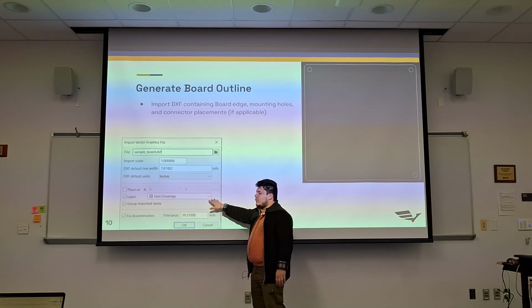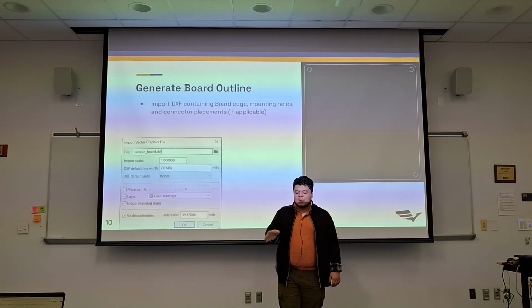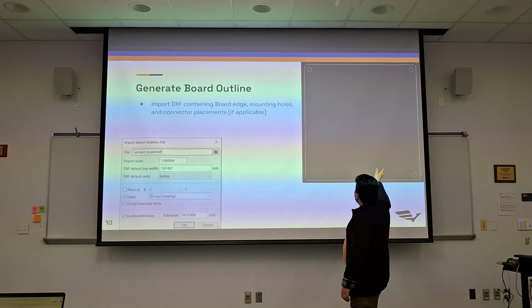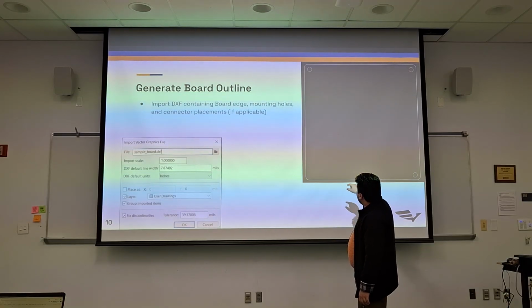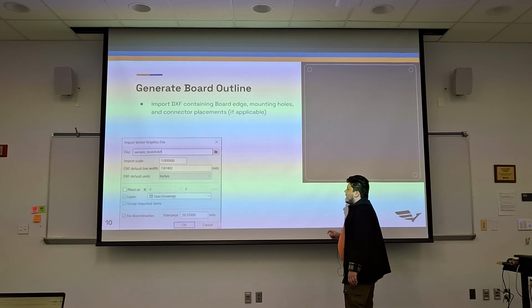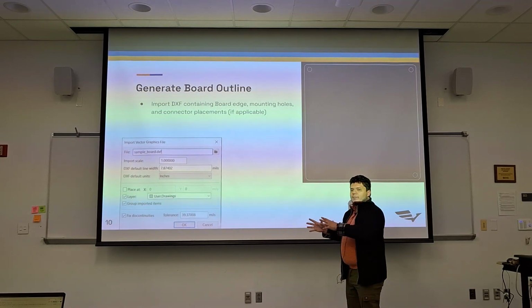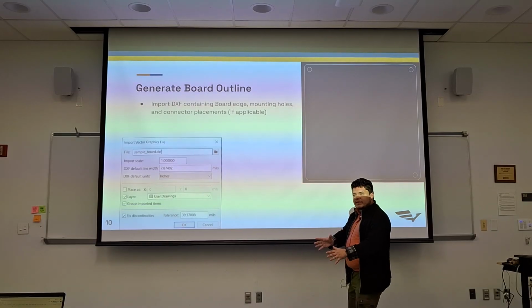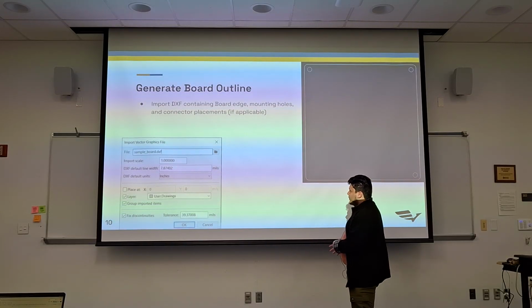You can put it in the user drawing layer if that DXF has too many things, right? For example, this one doesn't have much, but if the DXF had the actual place for the connectors and everything, you want to have that separately and then be able to reference it, or build your board on top of the DXF. That is something that you can always do.